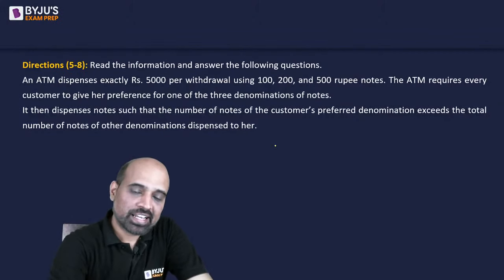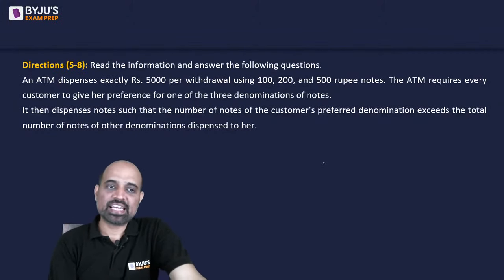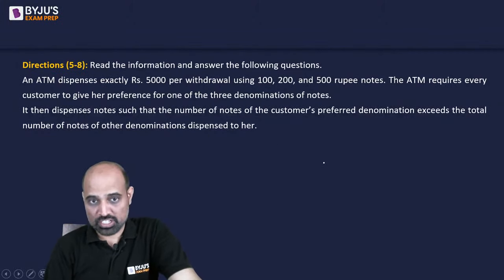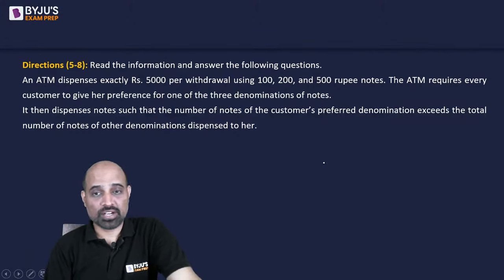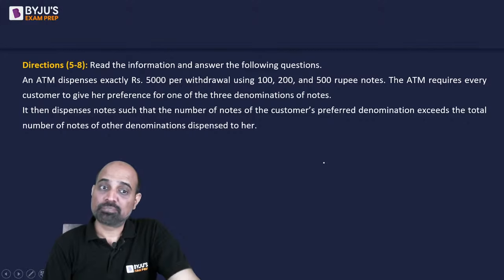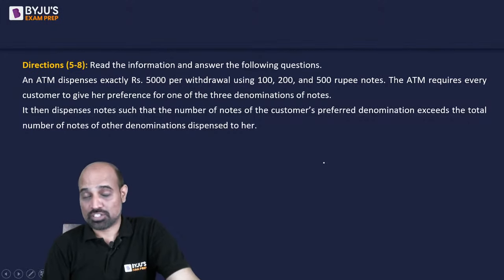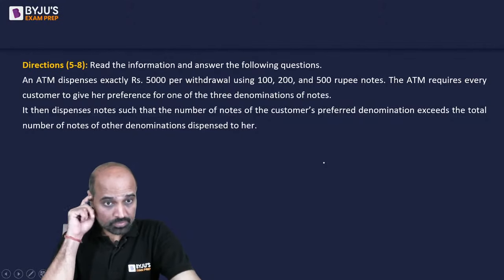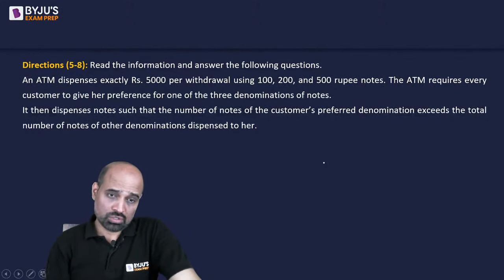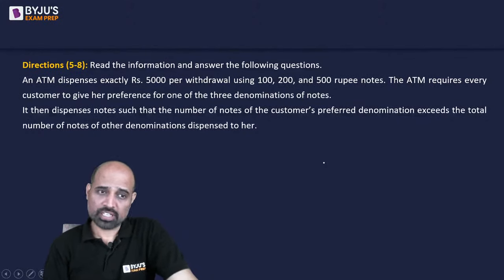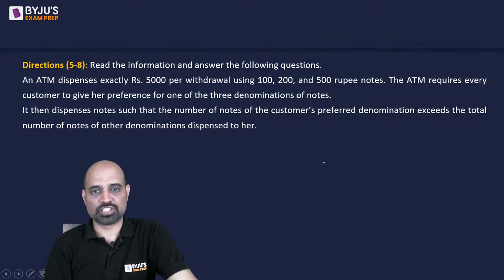Okay, let's look at the next set now. An ATM dispenses exactly rupees 5,000 per withdrawal using 100, 200 and 500 rupee notes. The ATM requires every customer to give her preference for one of the denominations of notes. It then dispenses notes such that the number of notes of the customer's preferred note denomination exceeds the total number of notes of other denominations dispensed to her.